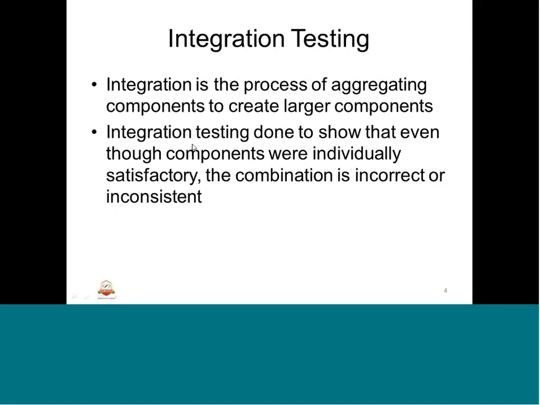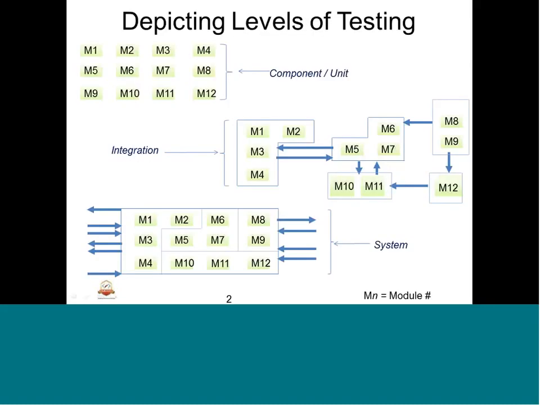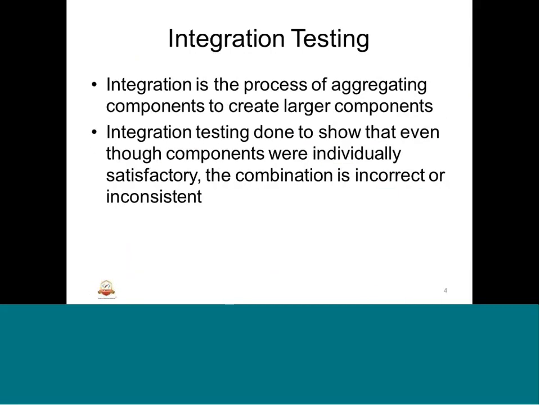Integration testing is done to show that even though components were individually satisfactory, the combination is incorrect or inconsistent. That means, as I said, you would have tested M4, M3, M7, M11 individually, whatever it is, and they may be working fine. But when you integrate M11 with M12, what is the guarantee that it is working appropriately or correctly? So in order to check that, we integrate it. That is the purpose of integration testing. The combination should be correct and consistent. So that is the goal.